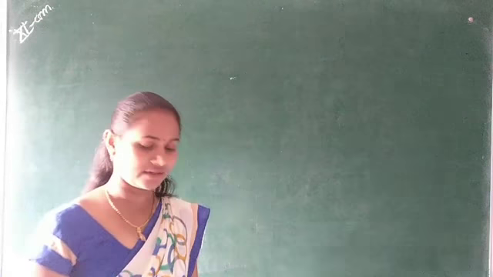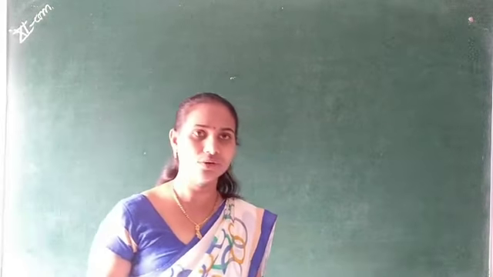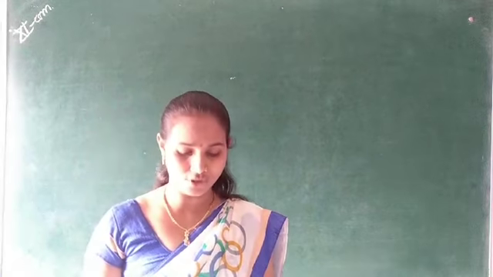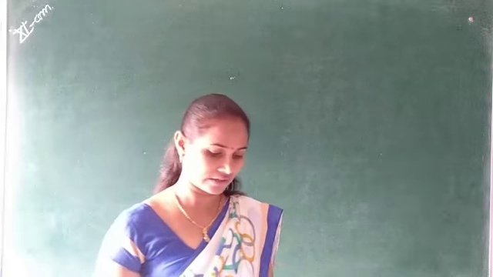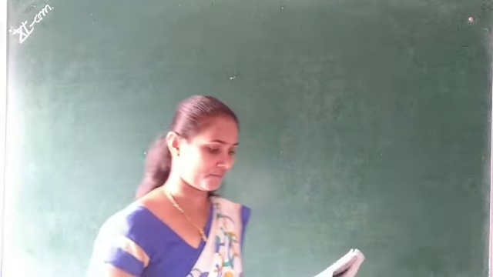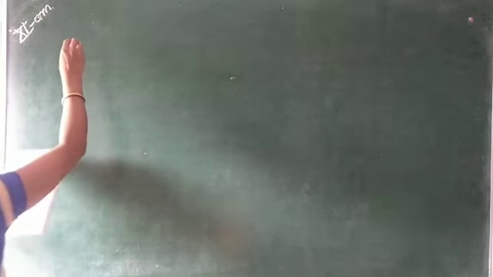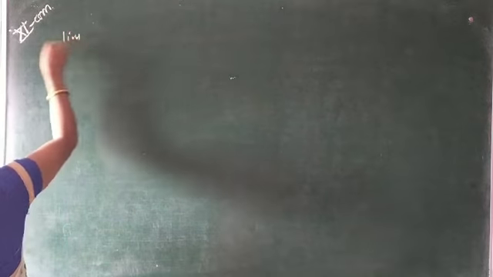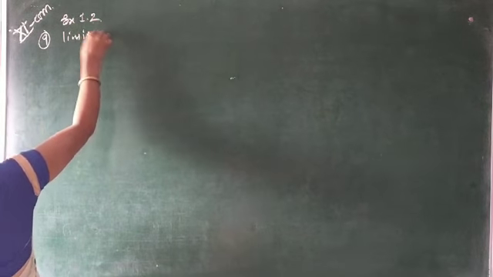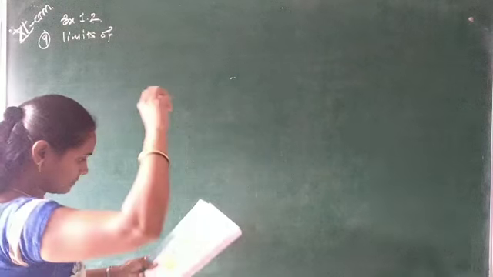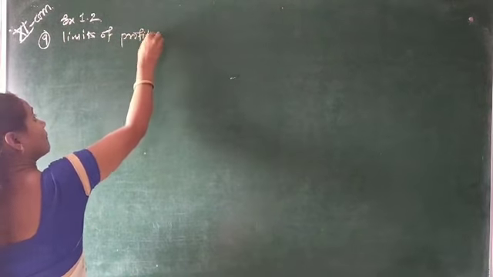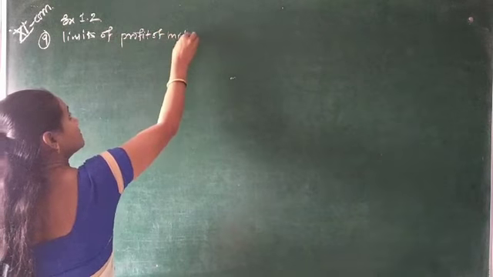Now we are going to see our next question in exercise number 1.2, that is question number 9. The weekly profit in rupees of 100 shops are distributed as follows. Then find the limits of the profit of middle 60% of the shops.